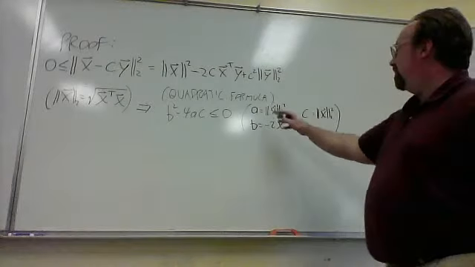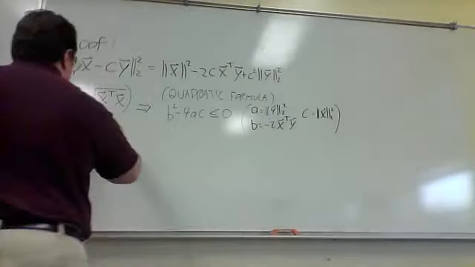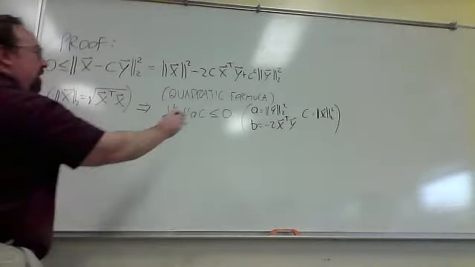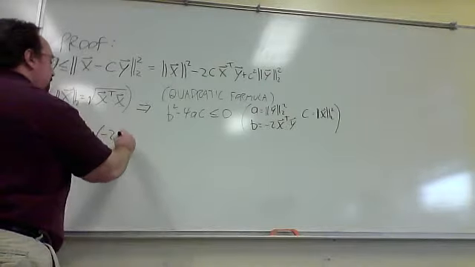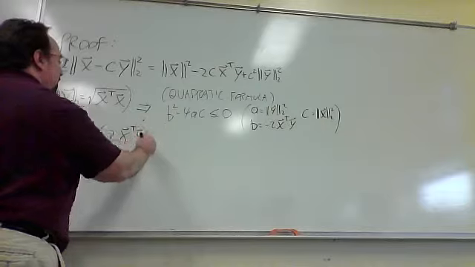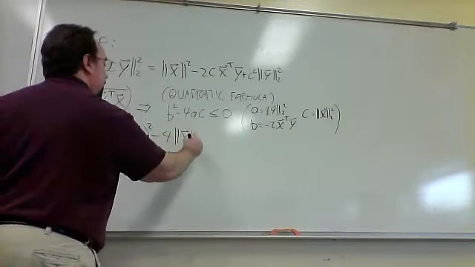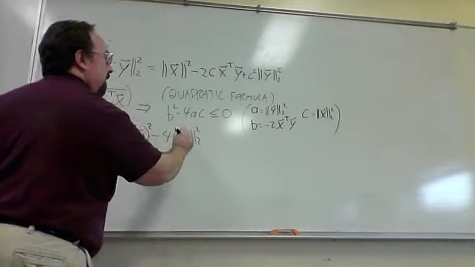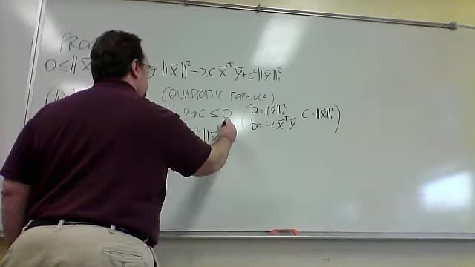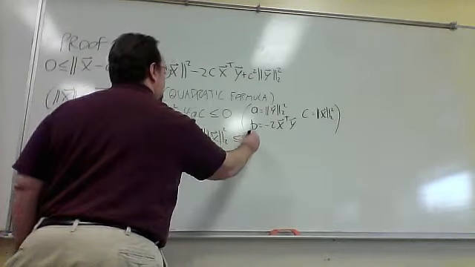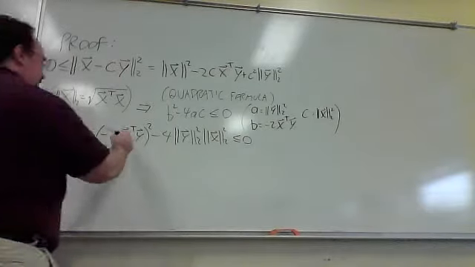Okay, so I'm going to fill all these into here and see what we get. So B is going to be minus 2 x transpose y squared minus 4 2-norm of y squared, and then 2-norm of x squared must be less than or equal to 0. So now I just work all this out.